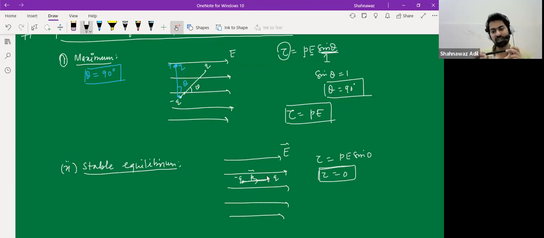So this is the electric field and I have placed the dipole like this, right? Remember that my negative is on the left hand side, my positive on the right hand side, so that the dipole moment is in the direction of the electric field. Did you guys understand that part? Yes, sir. Yeah. So for this, theta should be how much? 0 degree. Right.